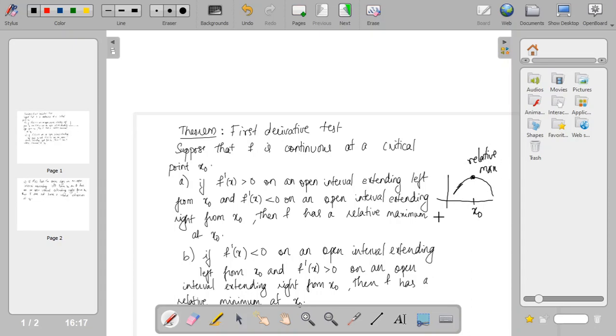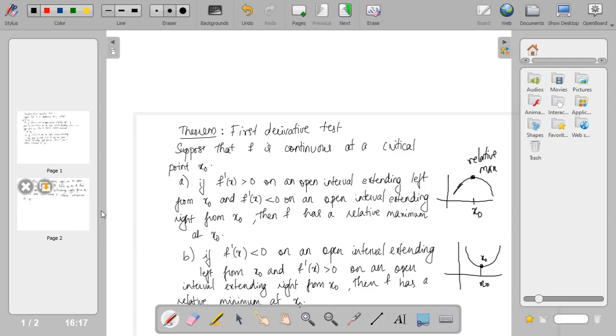And in the second case, if you have a graph like this, suppose this is a point x naught. Here f dash of x is less than 0 on an open interval extending left from x naught, and f dash of x is greater than 0 on an open interval extending right from x naught, since it is increasing. Then f has a relative minimum at x naught. So this is the definition for a function to have a relative minimum at x0 using the first derivative.